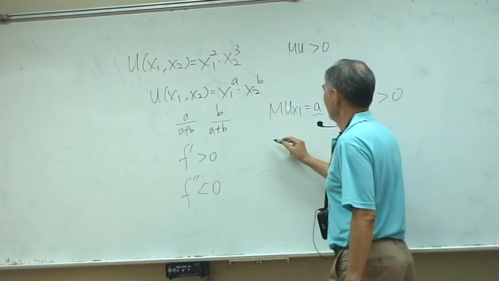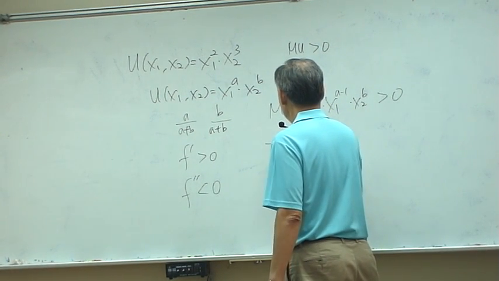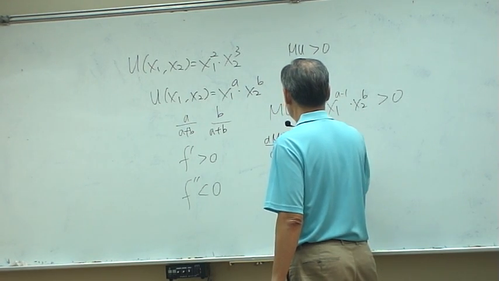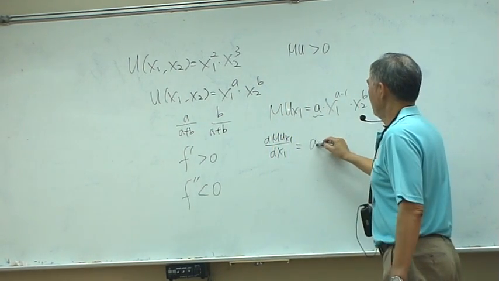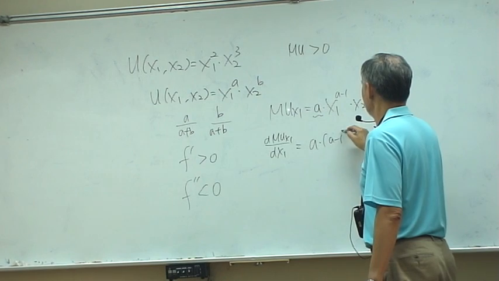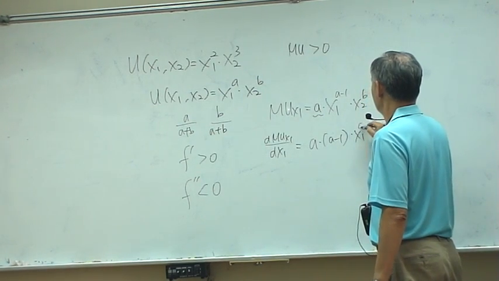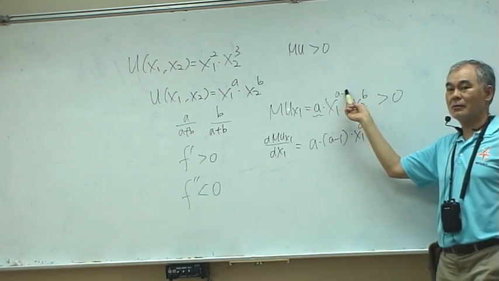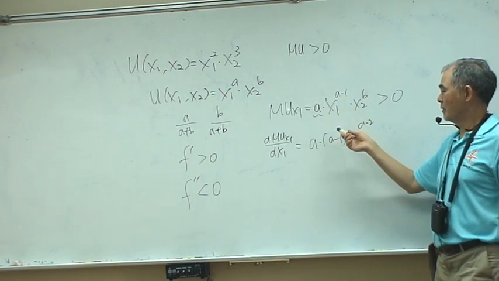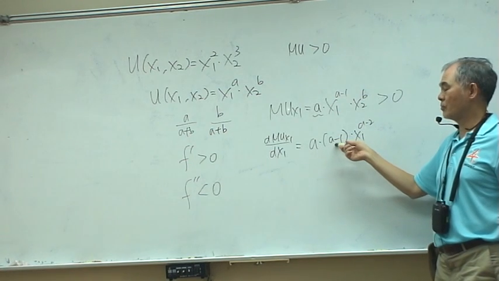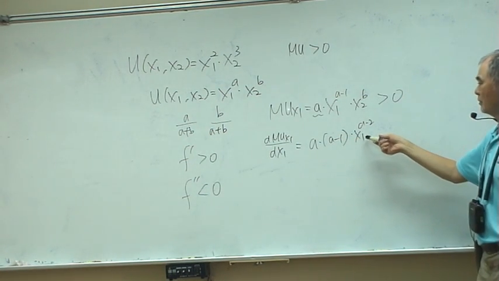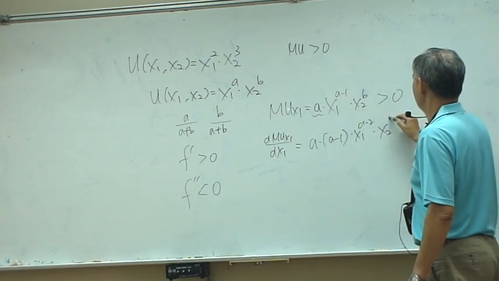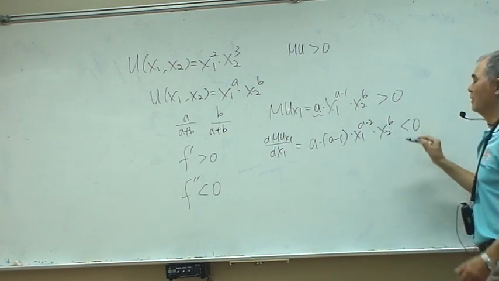So you have d MU x1 over dx1 will be equal to a times a minus 1 and x1 to the a minus 2's power, right? Because here it is a minus 1, and you differentiate it again. So it is a minus 1 here. It will be x1 to the a minus 2's power and times x2 to the b. This one has to be less than 0.